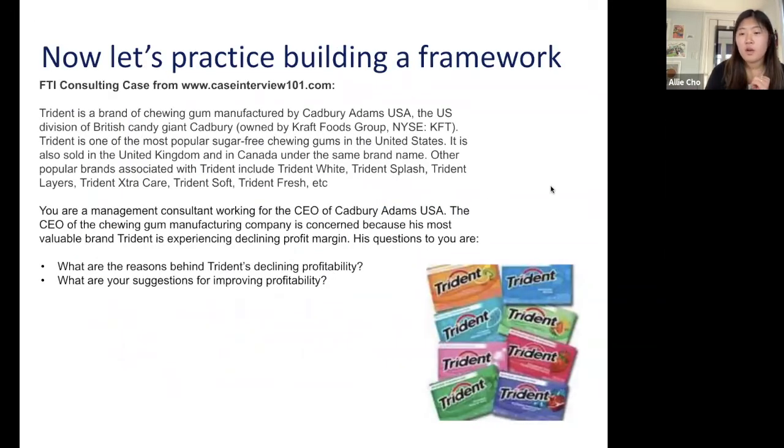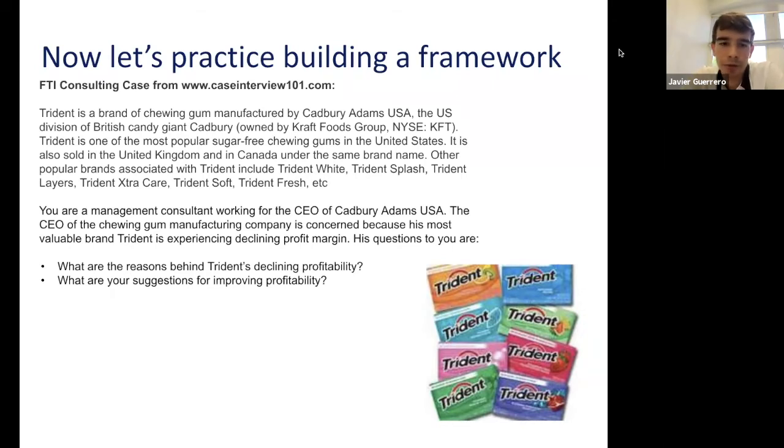Okay. Javi, I know you wanted to talk about this part. Yeah, of course. Thanks, Allie. So we're going to practice quickly building a framework, and then I'm just going to run through this slide and this framework really quickly. So we have a case about Trident.